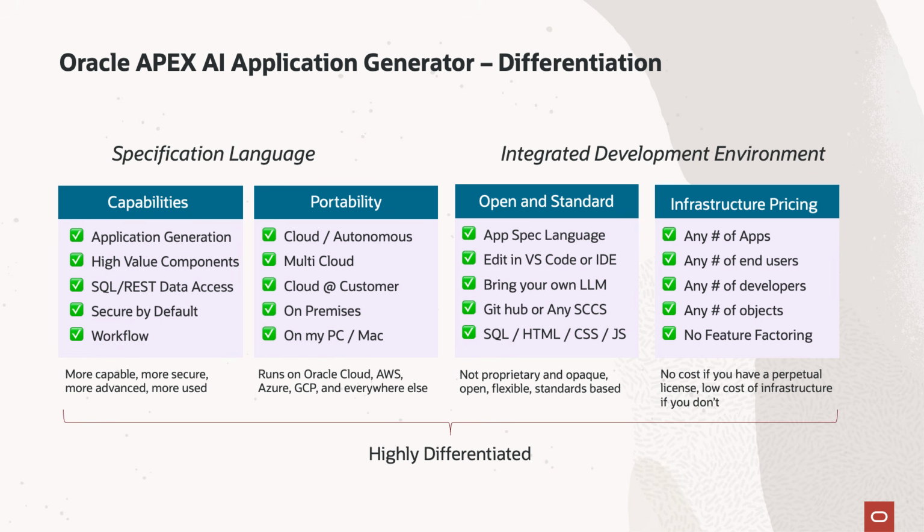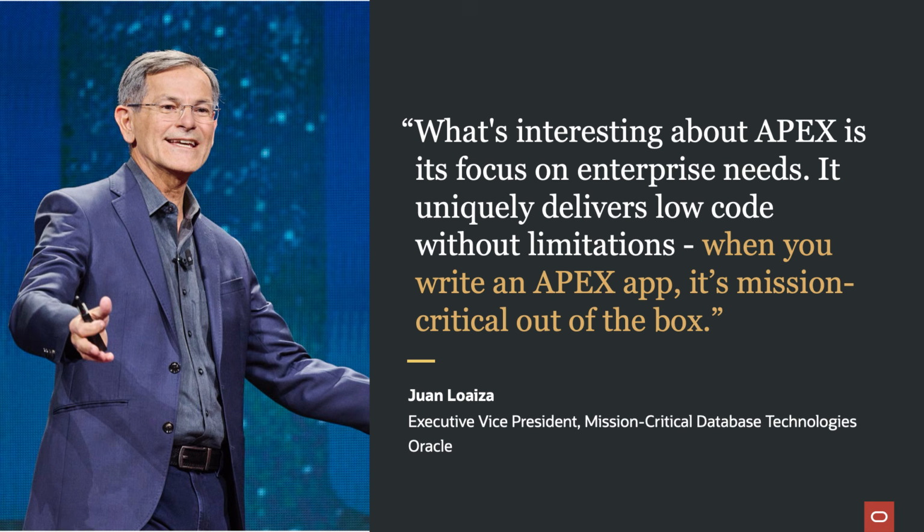The value proposition and the differentiation continues to widen the gap. We're highly differentiated today. We're going to continue to be even further highly differentiated. Beyond that, just know that even Juan Loaiza has said, when you write an Apex app, it's mission critical out of the box. It's a key part of generative development.